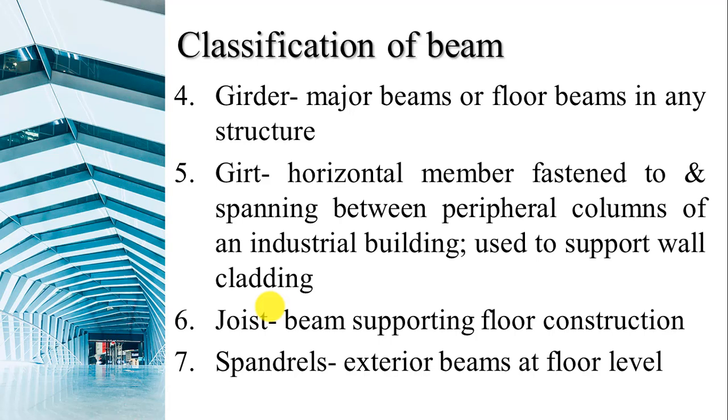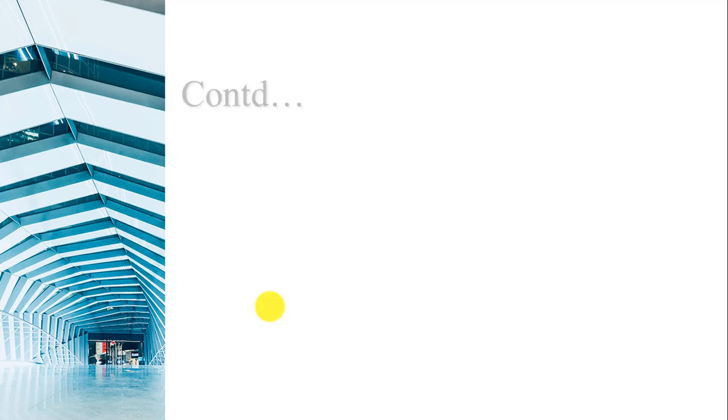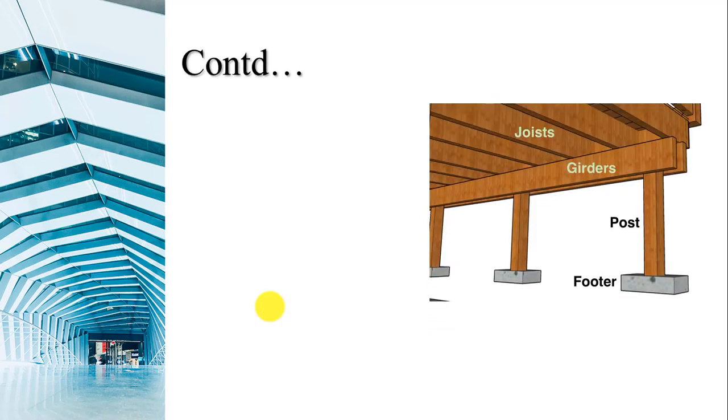And similarly for the spandrel, whatever primary beams were provided, those were the exterior beams, so we can call them a spandrel. Here, related to this, diagrams are shown. Like here in the first diagram, you can see this one is the girder. What we are saying, girder means that is a major beam which is carrying the higher or heavier load, that is called the girder. So at this outer end, this girder is shown.